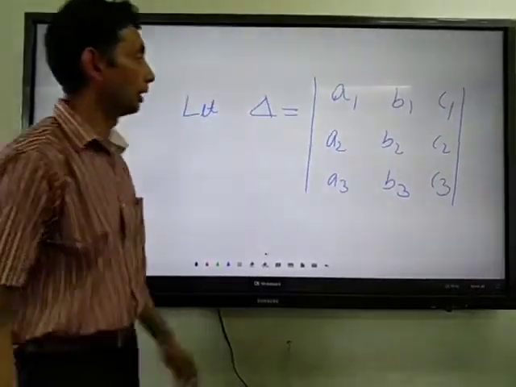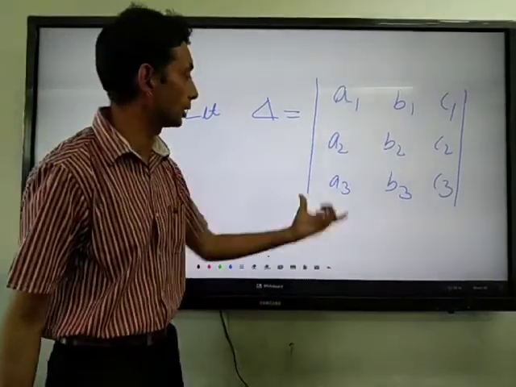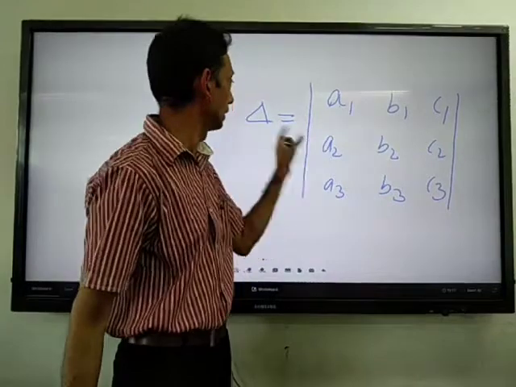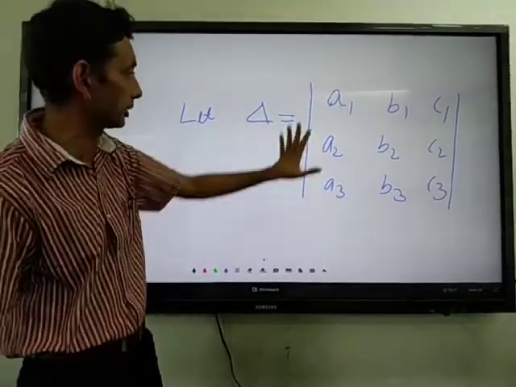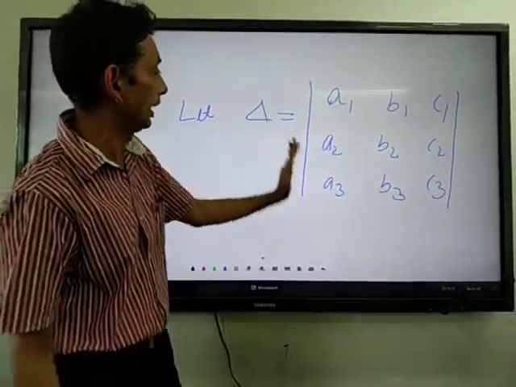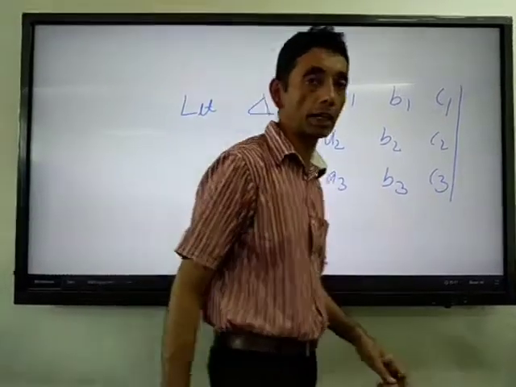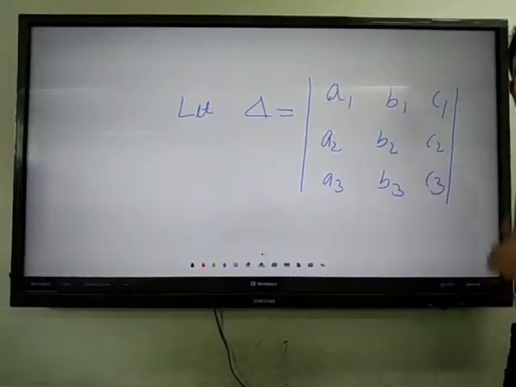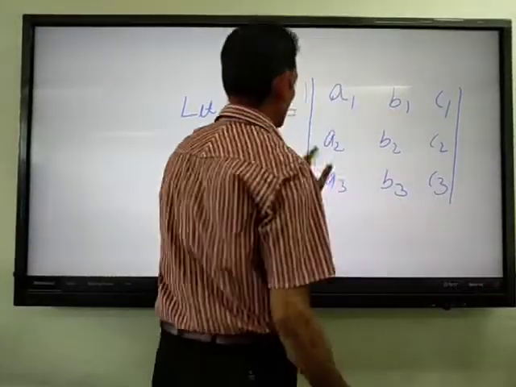Now we have just learned that if we interchange one pair of columns, then this delta will be multiplied by minus 1. That means the difference between this delta and the determinant obtained by interchanging any two columns or any two rows will be only the minus sign. Therefore we will be doing one thing.